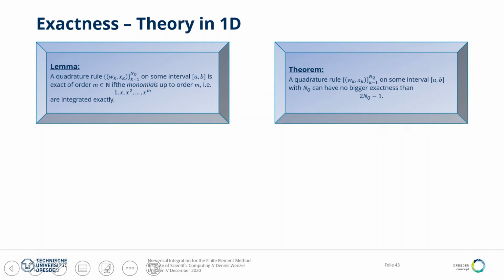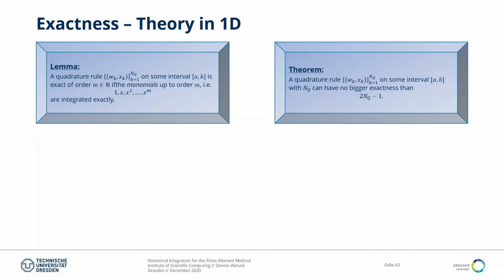And the second thing, and that's a theorem that's a bit more difficult to prove: a quadrature rule on some interval with nq points, so with a fixed number of points, can have no bigger exactness than 2 times nq minus 1. So there is an upper limit to exactness. And that kind of makes sense.